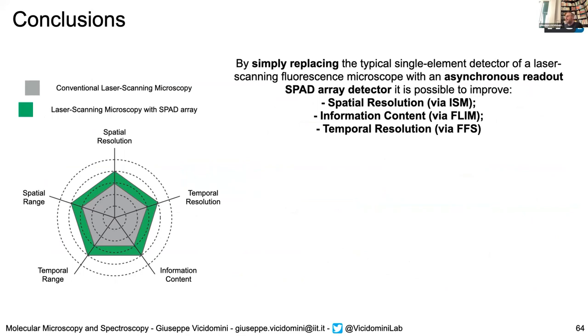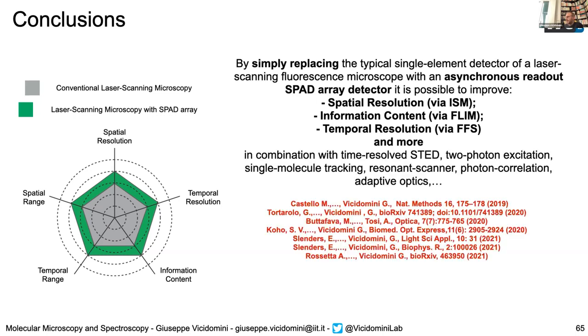As I showed you, I hope I was able to convince you that by replacing the typical single element detector that you have in a confocal microscope with our SPAD array detector, we can improve the spatial resolution. In this case, I showed you that we use image scanning microscopy. We can improve the information content, because we can combine with fluorescence lifetime imaging and obtain at the same time a high resolution map. We can improve somehow the temporal resolution, because I showed you that we can easily combine with fluorescence fluctuation spectroscopy. But that's only the tip of the iceberg.